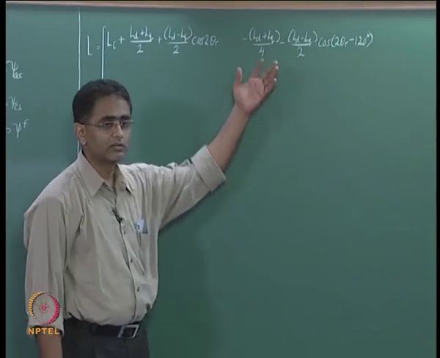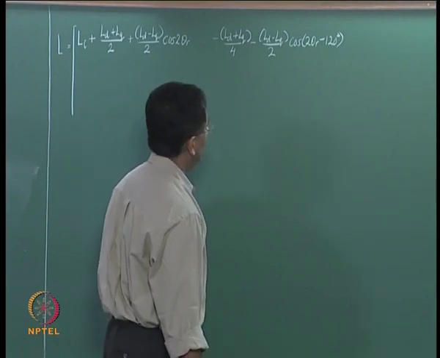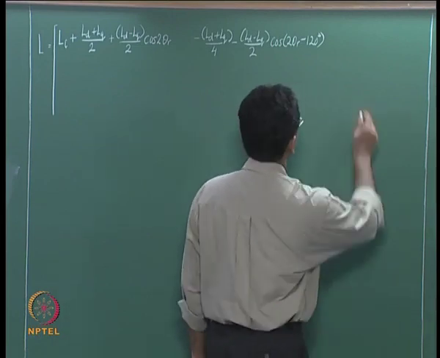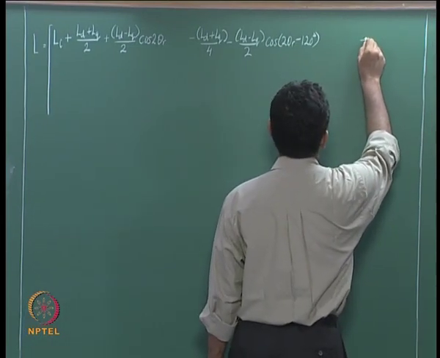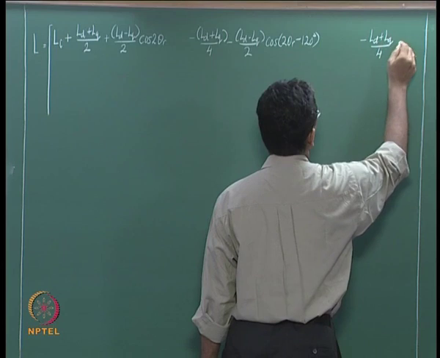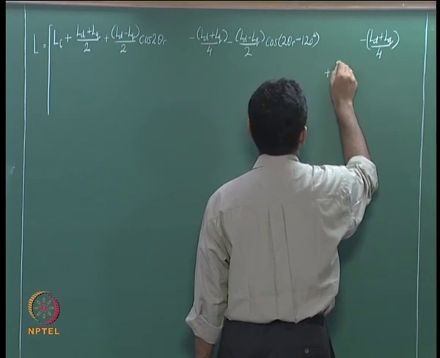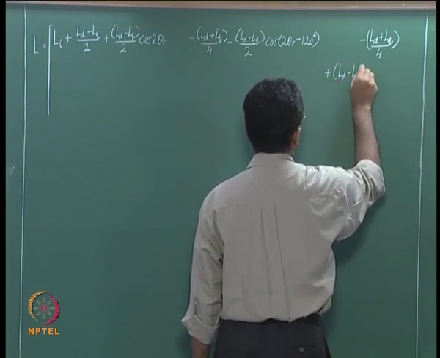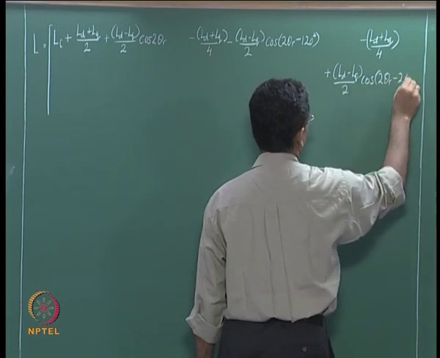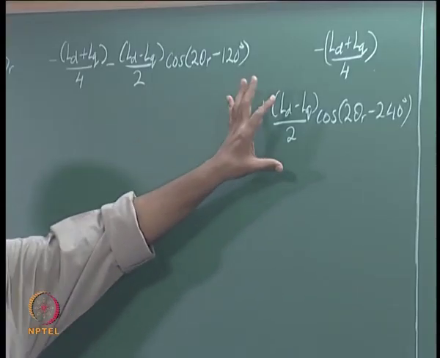This is the mutual inductance between the A phase and the B phase, which we have derived yesterday, and then we are going to have the mutual inductance between the next two phases, that is minus LD plus LQ by 4 plus LD minus LQ by 2 into cos of 2 theta r minus 240 degrees. So this is one term. This is the mutual inductance between the A and C phases.